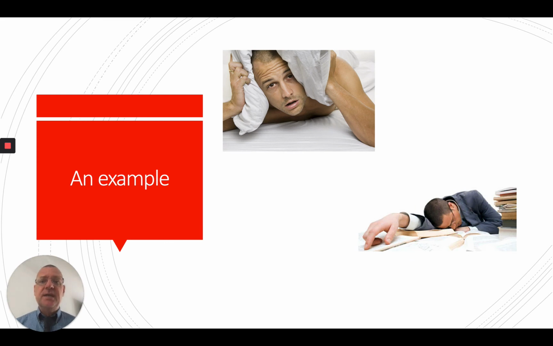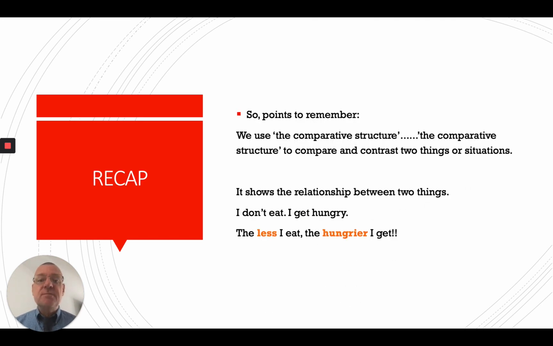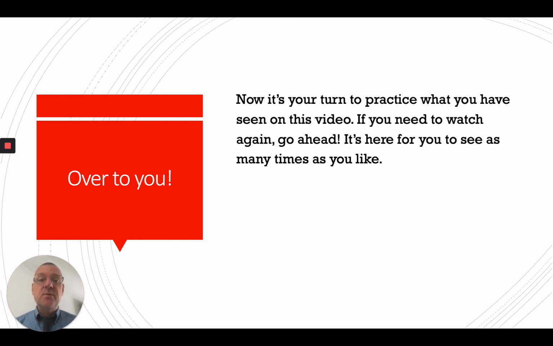Let's look at another one. Oh dear, doesn't look like he's had a good night. And look at him the next day in the office. Okay, so we could perhaps say the less sleep he gets, the more tired he is. So what do we need to remember? We're using the with a comparative structure and the with a comparative structure to show the relationship between two things. We're comparing, we're contrasting. I don't eat, I get hungry. So the less I eat, the hungrier I get. There's our example.